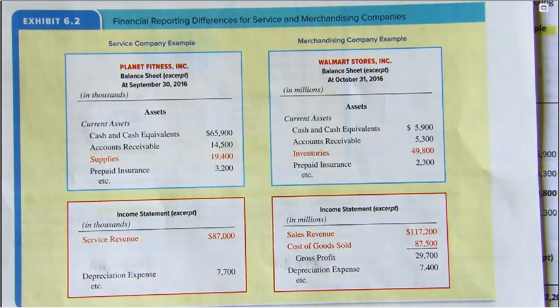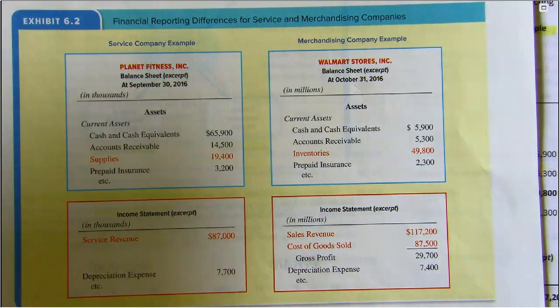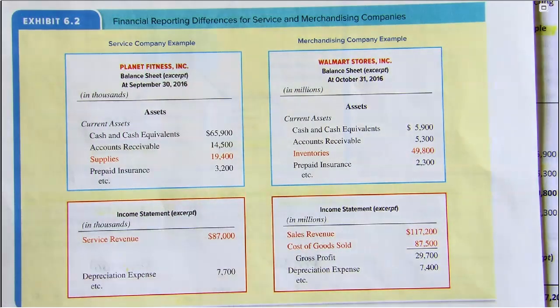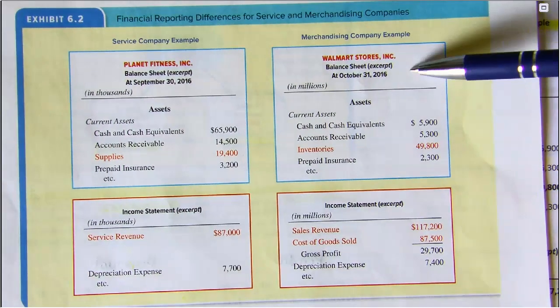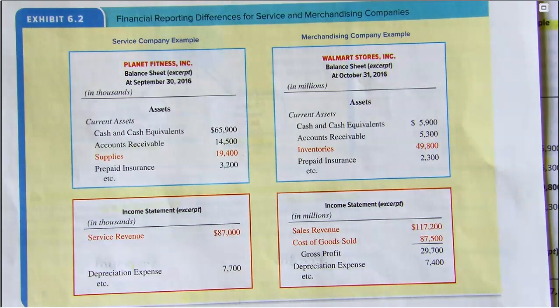Okay, so we've got an example of a service company, and that would be Planet Fitness. And then we've got a merchandiser, and we've used Walmart here. Now, we're going to keep things simple in this chapter. I do know that there are some service companies that also sell products. For example, Delta Sonic both washes cars and sells products as well, but we're going to keep them separate in this chapter. We're going to treat service companies separately from merchandising companies to highlight the differences between them.